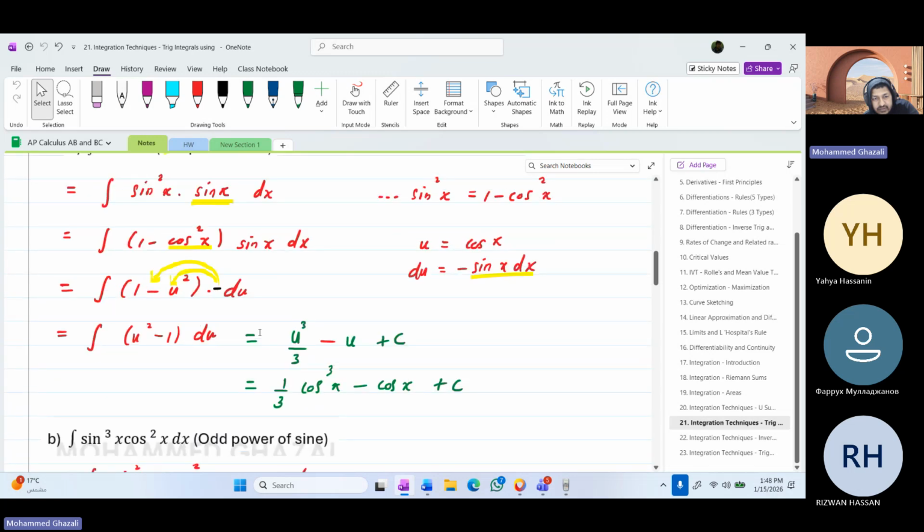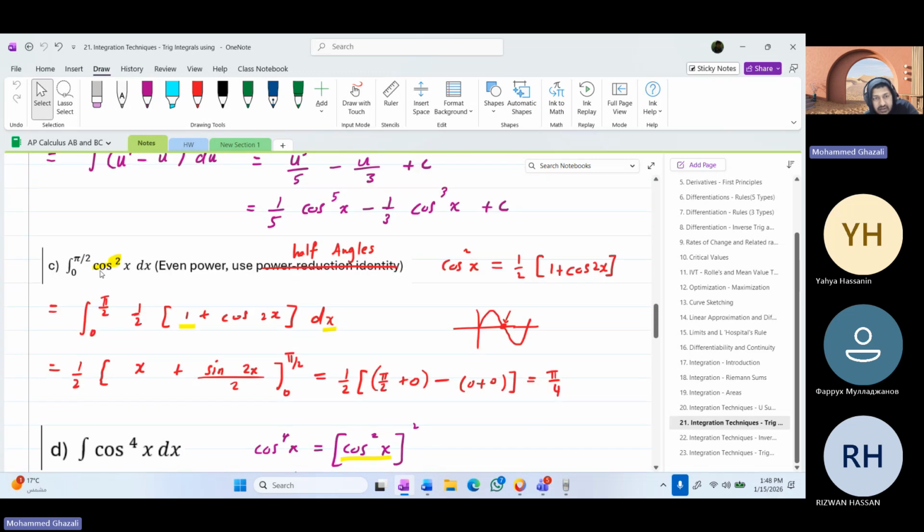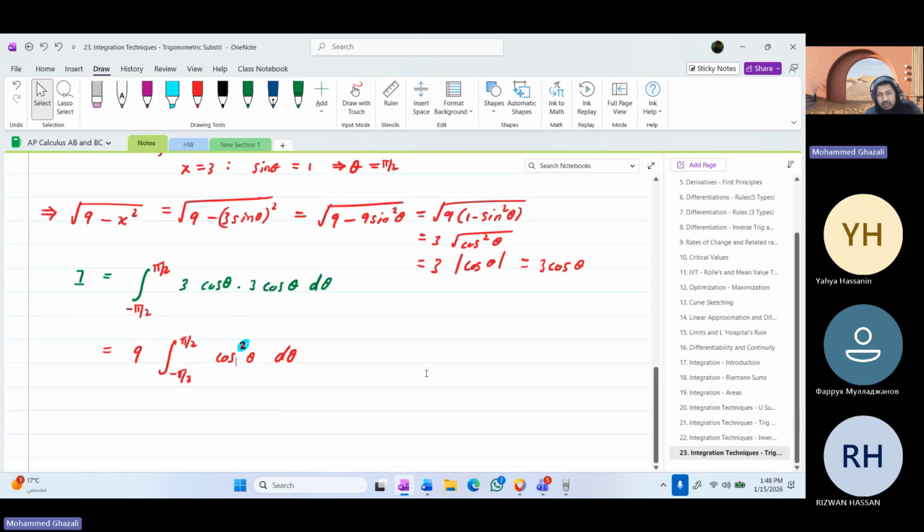Where is it? We did it before. See, cosine squared. What did we do? We said half into 1 plus cos. So it's something like this. So go back here. So what is cosine squared? We got to use half angle. Cosine squared theta is half into 1 plus cos 2 theta.